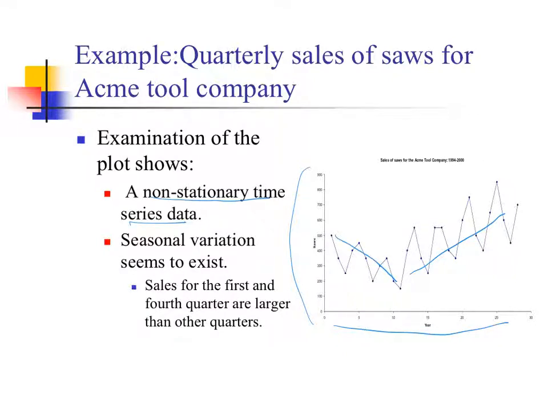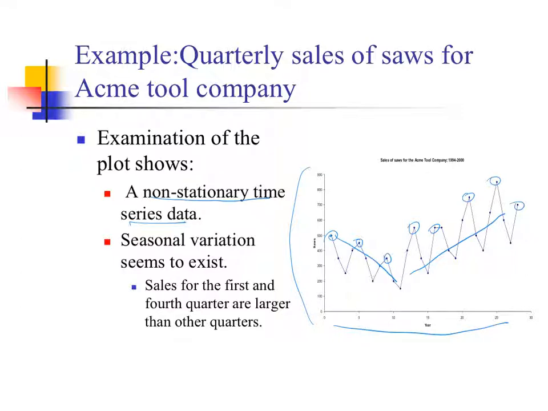The second important thing is that there is a seasonal pattern in the data. Why? Let's see. In the first quarter, first, second, third, fourth, first, always the first quarter sales are higher than any other quarters. 1, 2, 3, 4, 1, 2, 3, 4, 1, 2, 3, 4, 1. And there is a regular pattern for the first quarter.